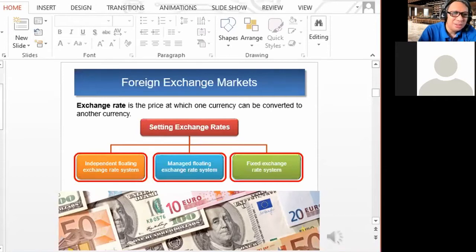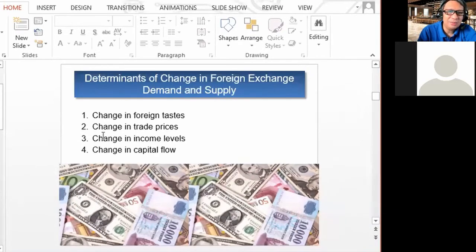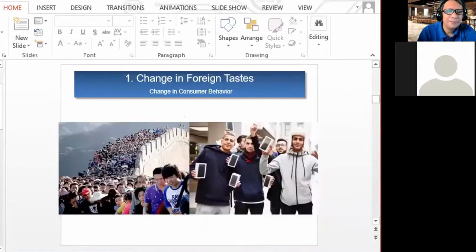So demand and supply for currency will affect the exchange rate. These are some of the determinants of foreign exchange demand and supply: change in foreign tastes, change in trade prices, change in income levels, change in capital flow.